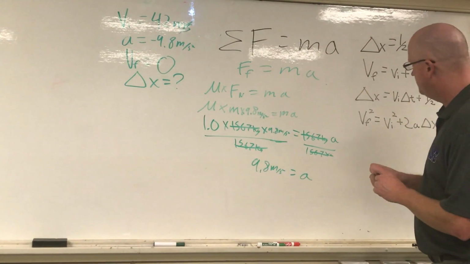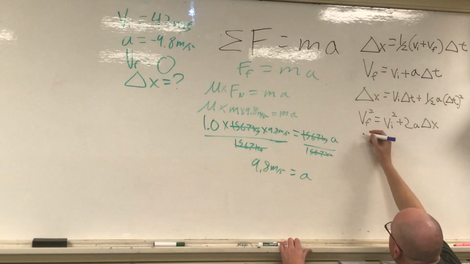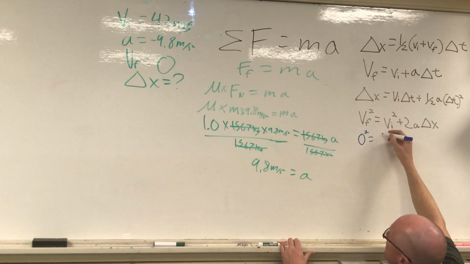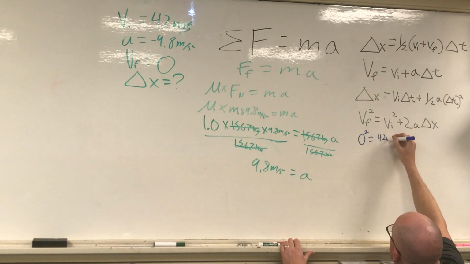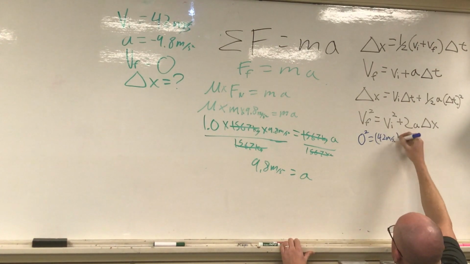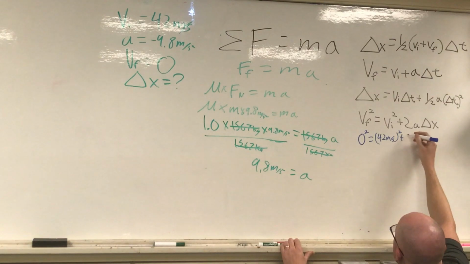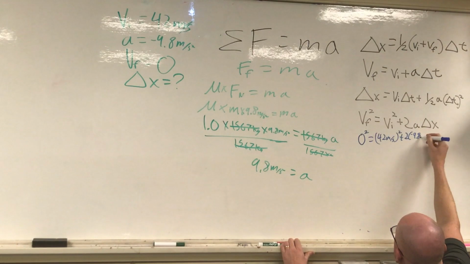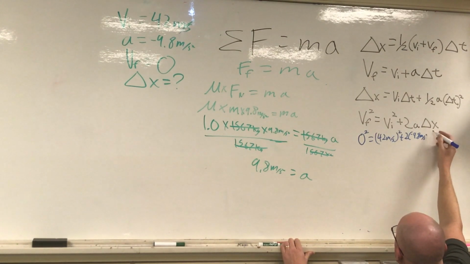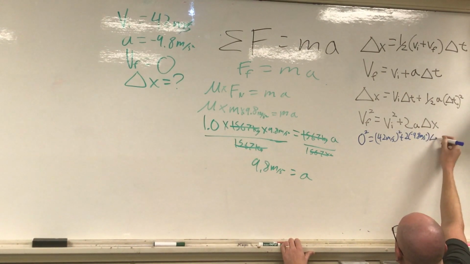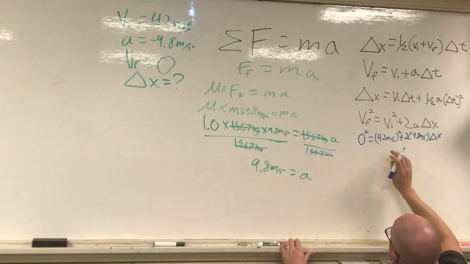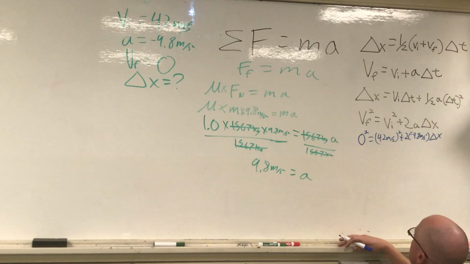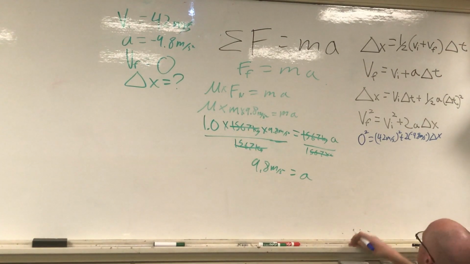All right. So, VF squared, 0 squared, is equal to VI. We're starting out at 42 meters per second, and that's going to be squared. Plus 2 times negative 9.8 meters per second squared times delta x. Okay, I think I got that down here. So 1764. All right, there we go.